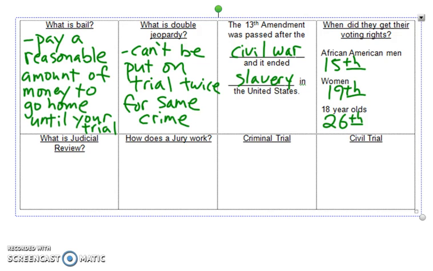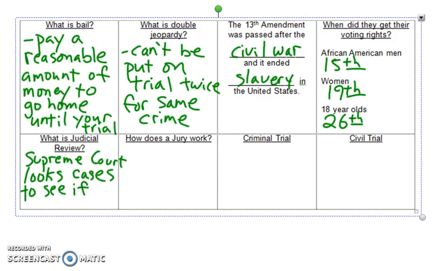Judicial review is the process where the Supreme Court usually, but any court, looks over cases to see if your rights have been violated. And these are the court cases.